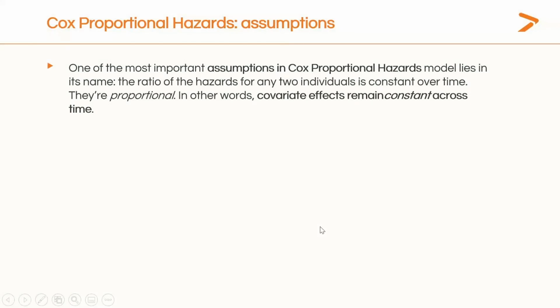So you should be careful because Cox proportional hazards has assumptions. So one of the most important assumptions in Cox proportional hazards lies in its name. The ratio of the hazards for any two individuals is constant over time. In other words, covariate effects remain constant across time. If this is not respected, then your model won't be reliable. So how to test for these assumptions?